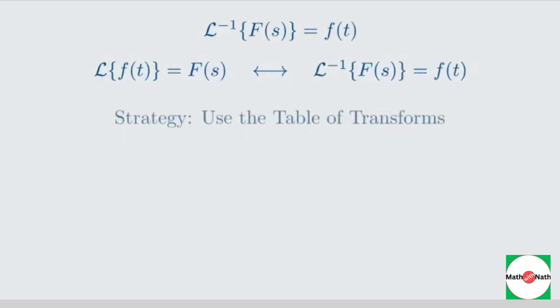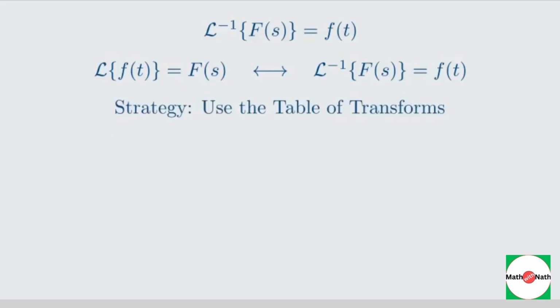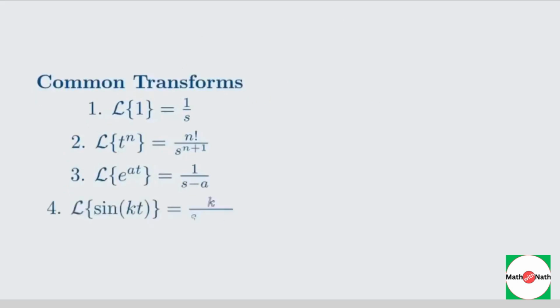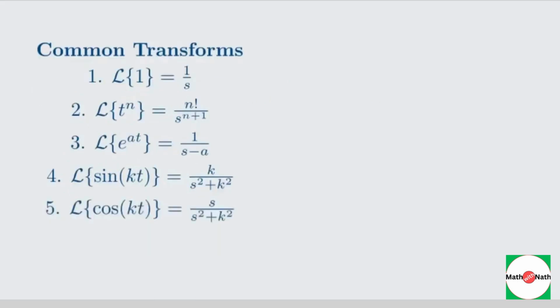In practice, we rarely use the formal integral definition to go backwards. Instead, we rely on our knowledge of forward transforms and a standardized table. Let's look at how this works. To find an inverse transform, we look for patterns in our function that match known Laplace transforms. On the left, you see the forward transforms we've learned before. On the right, we simply read the table in reverse.